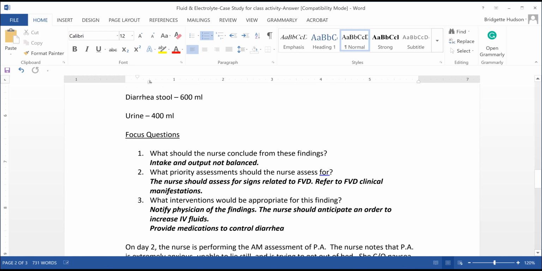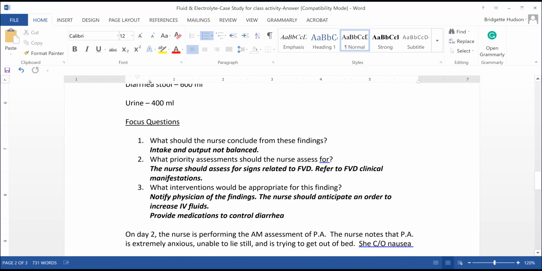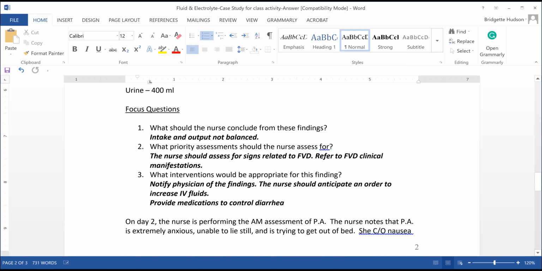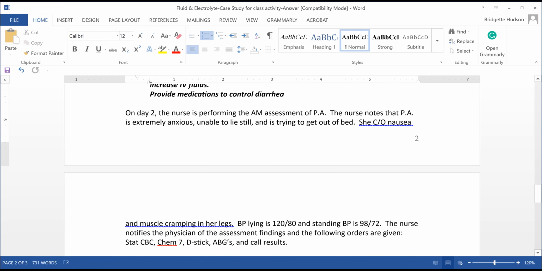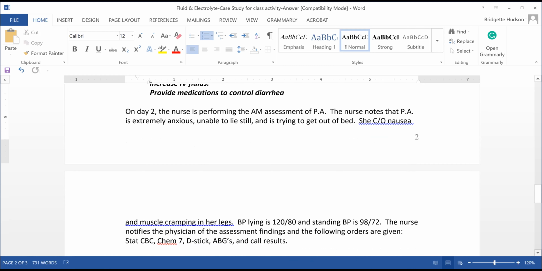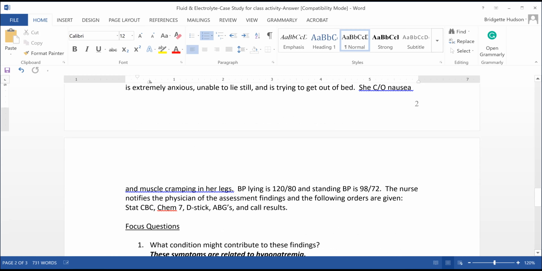So we're on day 2. You're doing your assessment. She's extremely anxious. She can't lie still. She's trying to get out of bed. She's complaining of nausea and muscle cramping in her legs. Her BP is higher when she's lying, and it drops more than 20 systolic when she's standing. So we call the physician, and this is what we get. And then we need to call the results back to the physician. So what condition does she have now?